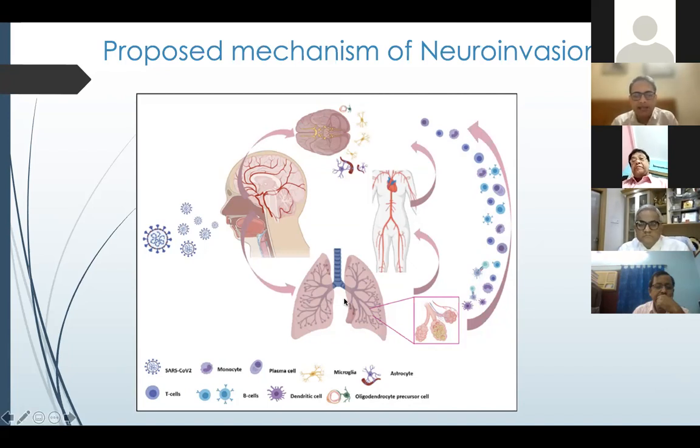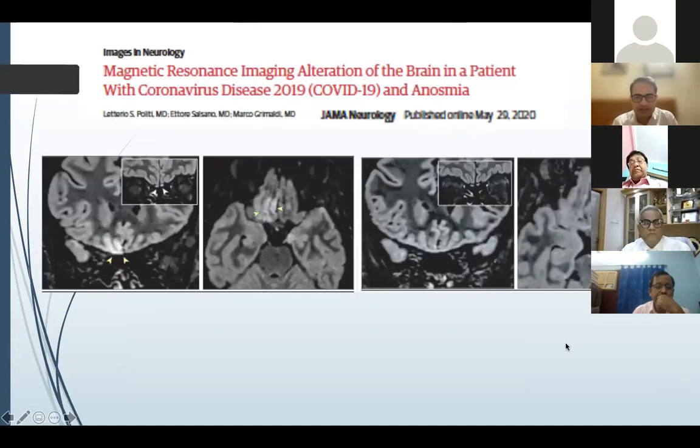And the second is through the lung. When the lung gets involved, they go to the hematogenous route and can reach the brainstem. And sometimes through the lymphatic system, it can reach the brain. So these are the different possible ways COVID-19 can infect or invade the nervous system.